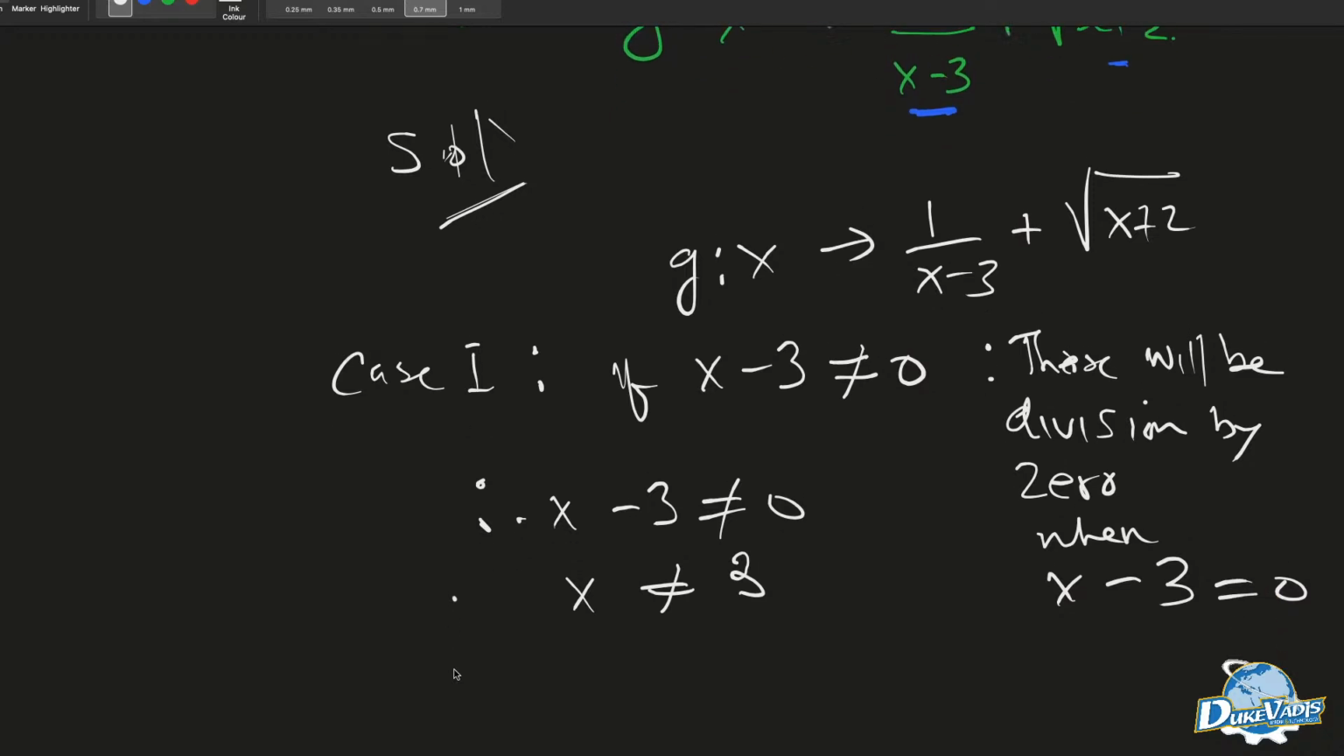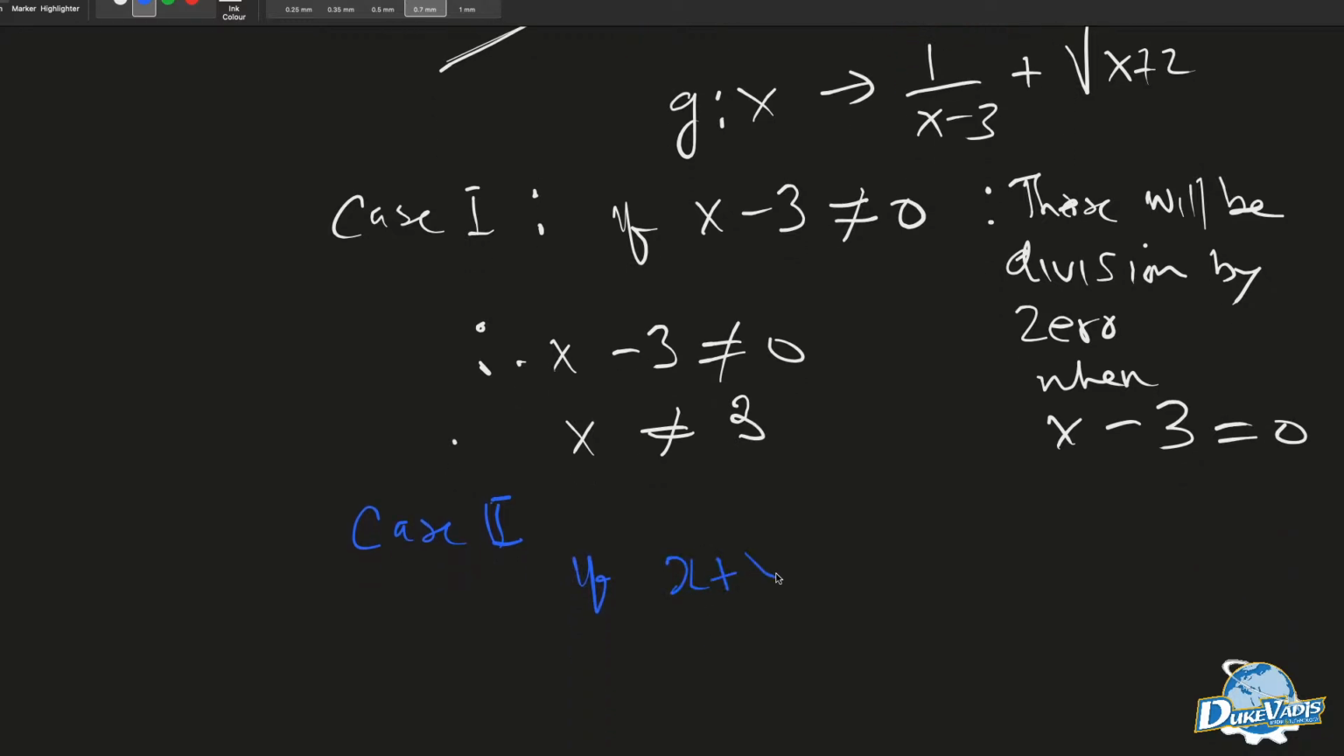The next one, let's look at case 2. If x plus 2 should be greater or equal to 0, because if it's greater than 0, then there will be the square root. Let's see the condition for this one.